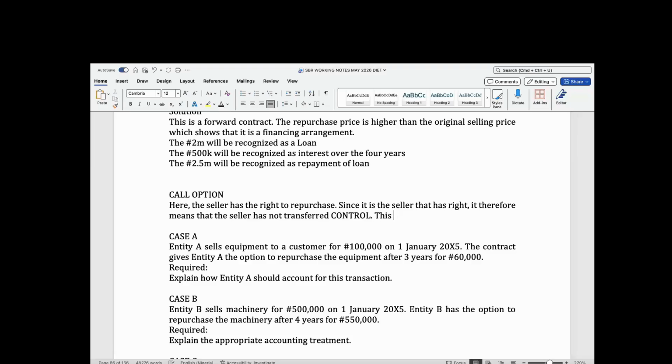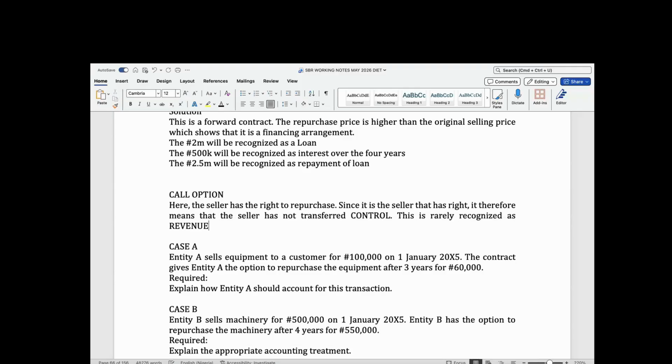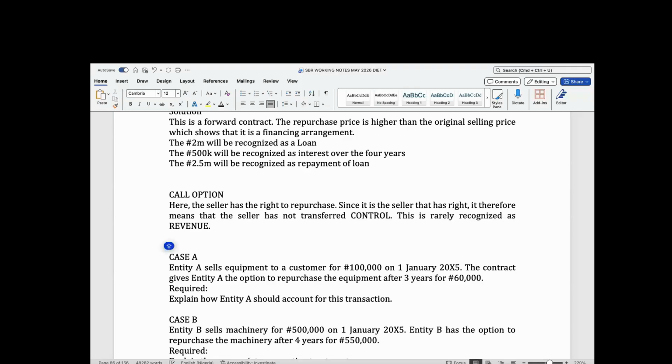So this is rarely, rarely recognized as revenue, which means that you can find a scenario where they might be recognized as revenue, but it's very scarce. So it is either recognized as a financing arrangement or a lease arrangement.